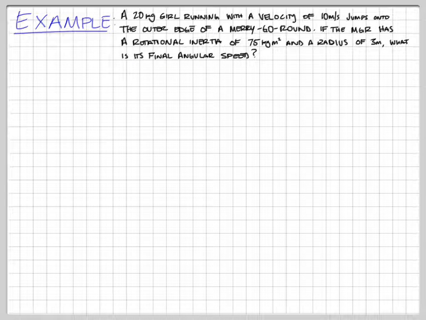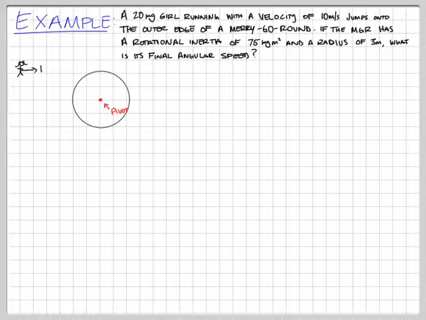What's its final angular speed? That's going to tell me how fast that merry-go-round rotates around. So let's look at a quick picture. We've got a merry-go-round. There's our pivot point in the middle. There's our little girl running at 10 meters per second.